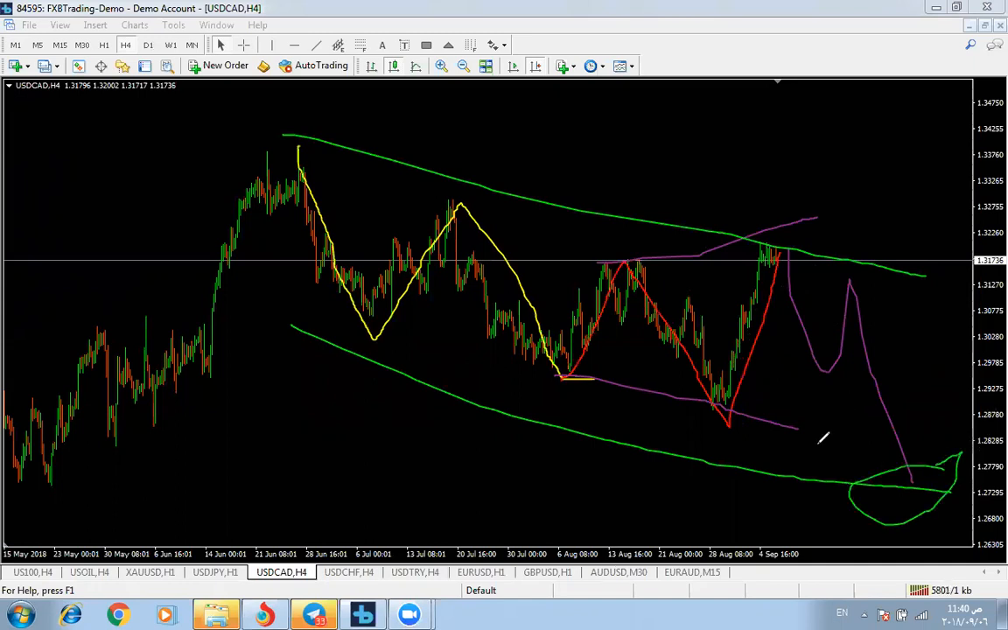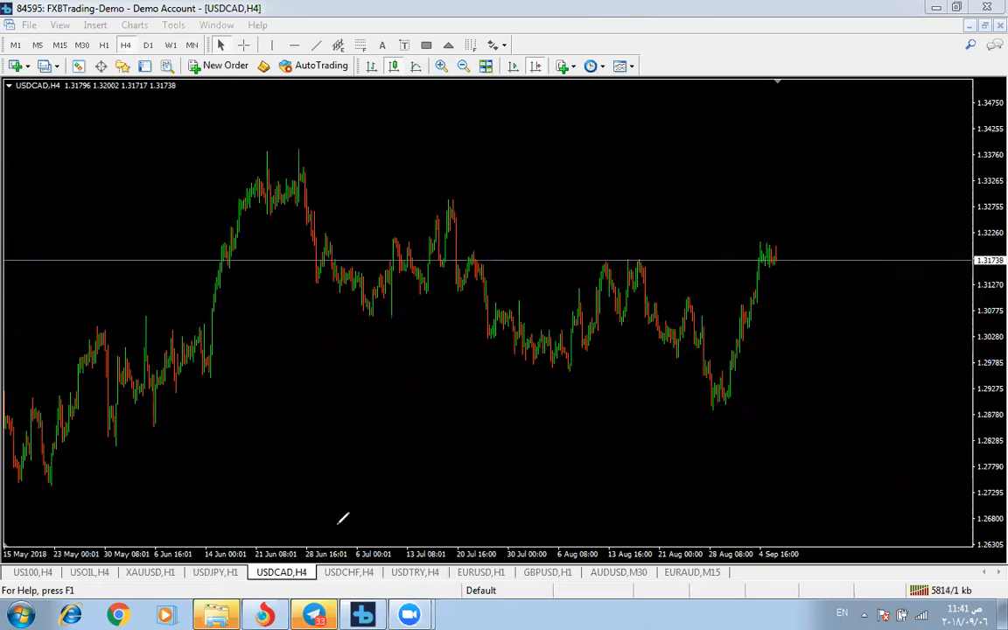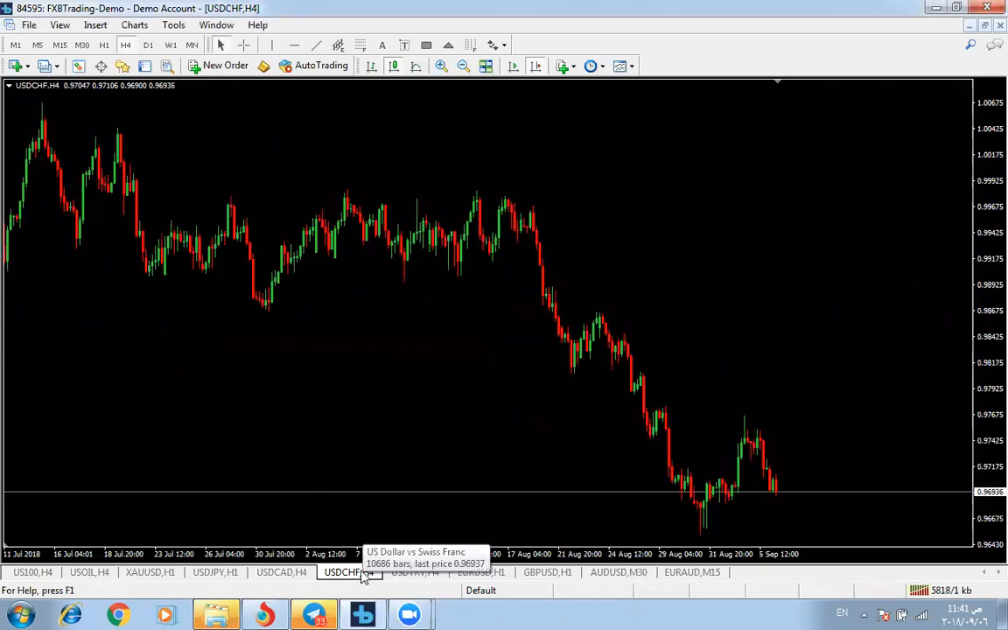Then the price will move aggressively to the upside for wave 3. That's all about CAD. Let's move into Swiss franc. This is our time frame.